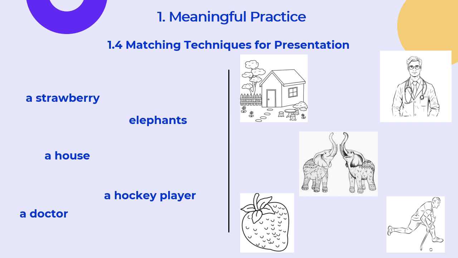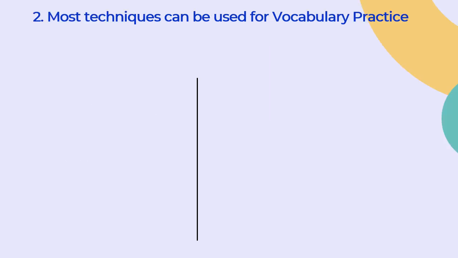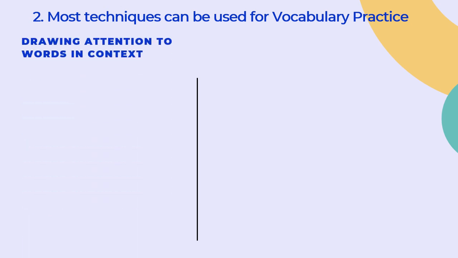After that, you can ask them to work on meaningful practices using the target words on the board. Speaking of practices, a lot of techniques can be used for vocabulary practice. One of which is to try and draw the students' attention to words in context. So how are you going to do this?